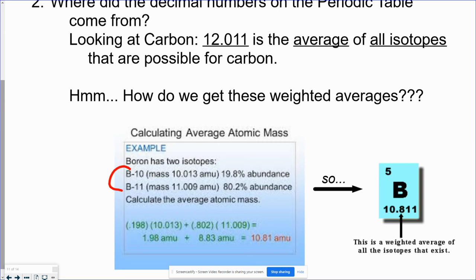So at 80.2%, you multiply that by the average mass units of that isotope, and then you take the 19.8% and multiply it by its average mass units. Now, when you add them up, you actually will get the average atomic mass of all the isotopes. And that's what we're asking you to be able to do.